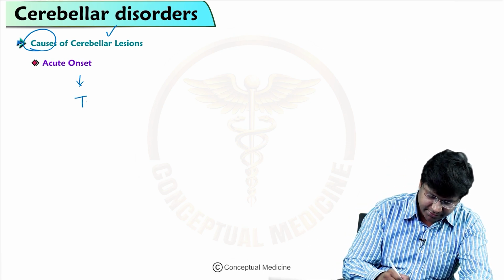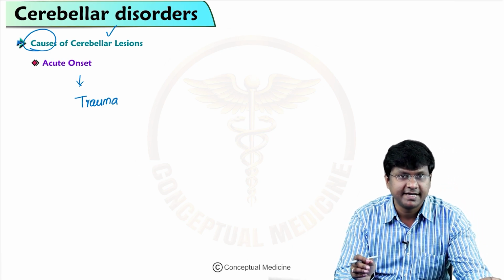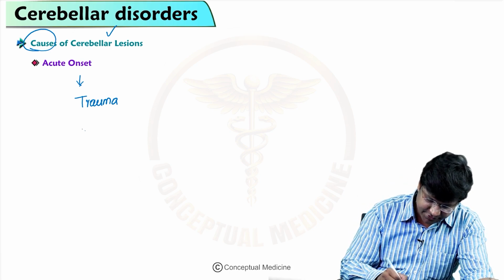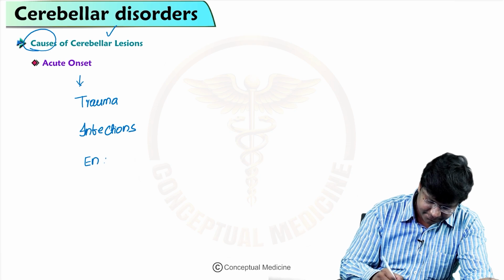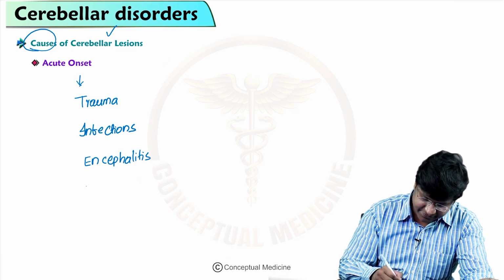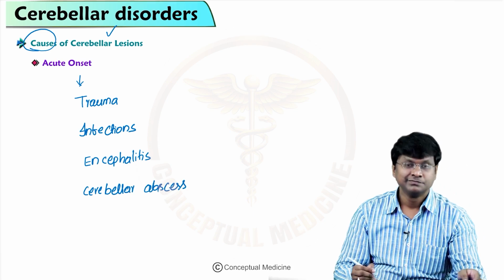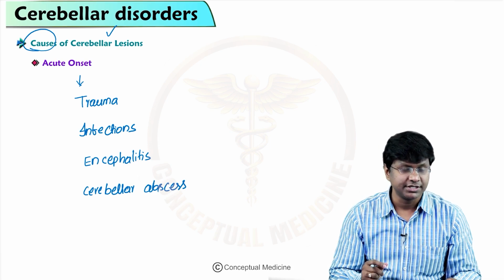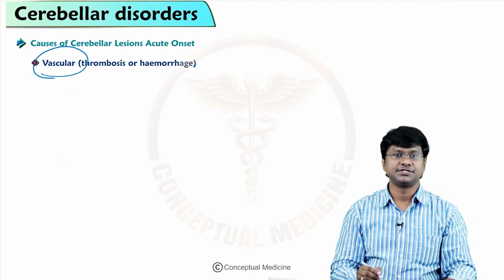That includes, number one, trauma, right? This will cause acute onset of cerebellar damage, okay? Then infections, then followed by that encephalitis, fourth, cerebellar abscess, right? And a few more etiologies causing acute onset of cerebellar lesion: we have the vascular lesions.